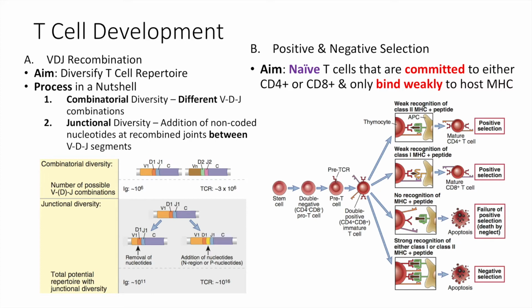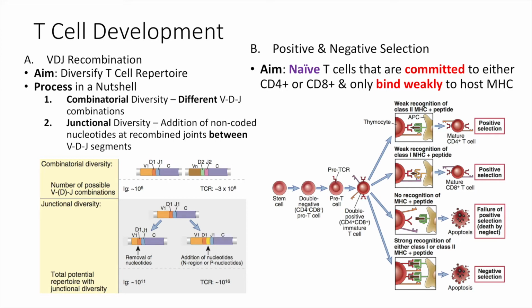Okay, so for combinatorial diversity, you can think of it like this: let's say I'm going to make an IG heavy chain, and in the gene segment there are, for example, 50 V segments and maybe 20 D segments and maybe 5 J segments. So you can see that there are 50 times 20 times 5 different possible combinations that you can produce. And that's quite a huge number already. But it's still not enough in the context of immunity.